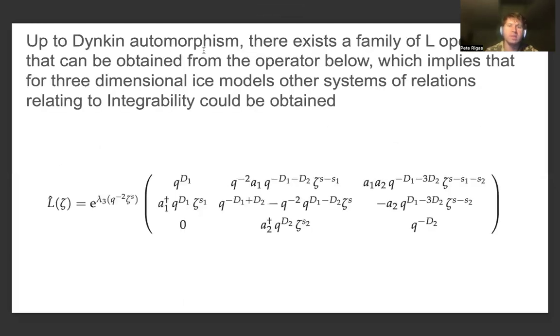And so like we've been saying, up to Dynkin automorphism, there exists a family of L operators that can be obtained from the operator below, which implies that the 3 dimensional ice models and other systems of relations relating to integrability could be obtained. Without explicitly defining what the Dynkin automorphism is, we can just think about it as a transformation, or perhaps an action, on one L operator, such as the one given below, which has algebraic characteristics from each of the algebraic components, entry by entry, in this 3 by 3 representation. Then we can think about how this would lead to several different types of relations from taking a Poisson bracket of the entries of transfer matrices in 3 dimensions.